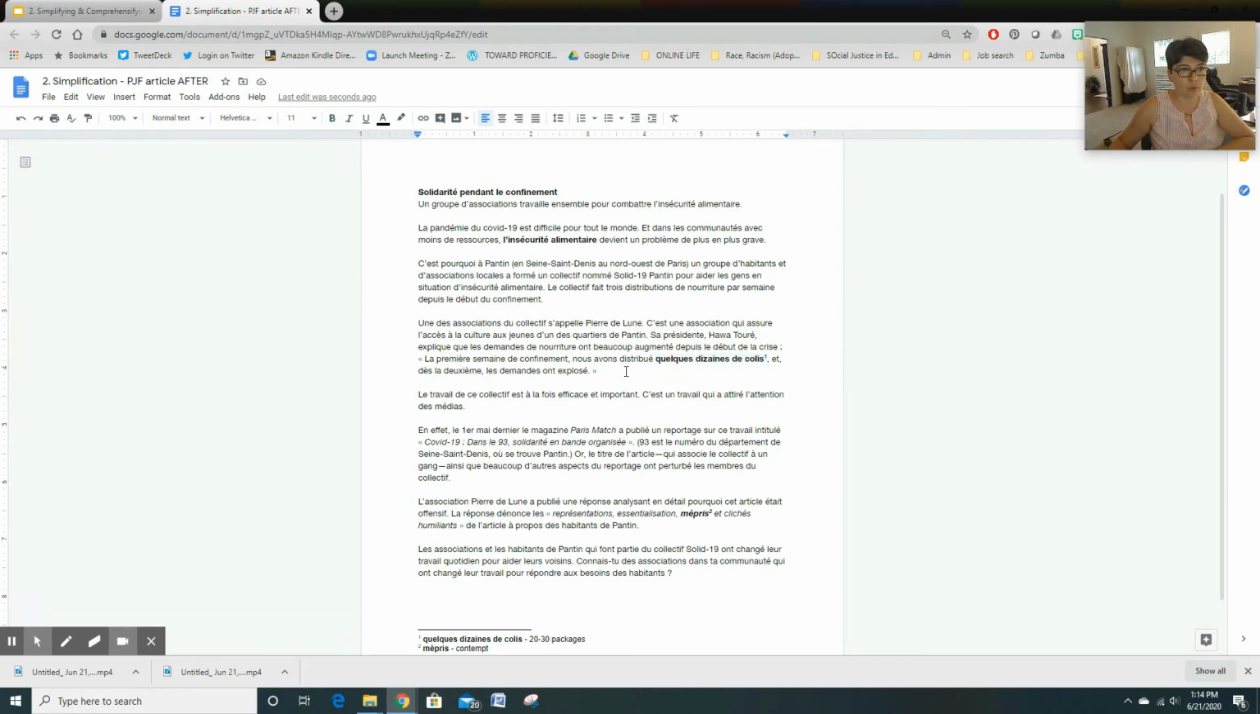And really, if you look at the quote, la première semaine, novice language, de confinement, cognate, nous avons distribué, distribute, there is a chance that a level 2 would understand that, something, something, something, which we have now a footnote for. And here is dès, which is a bit complex. Dès la deuxième, les demandes ont explosé. Demand, explosé, exploded. I'm hoping that a level 2 would have enough scaffolding here that they would be able to understand it. Okay. Moving on to the next one.